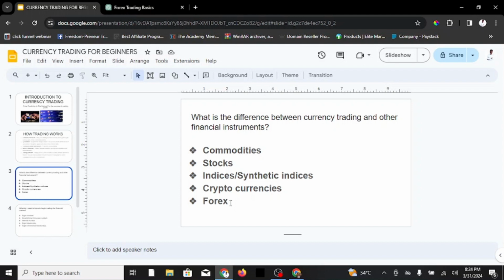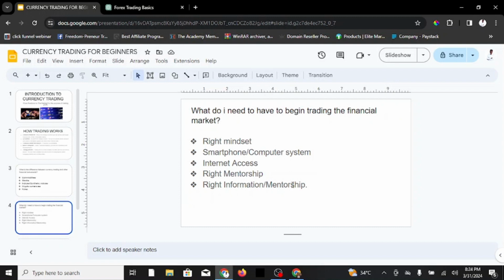You can speculate the price of Bitcoin against Solana and the rest of them like that. All right. So what do I need to have to begin trading the financial market? What are the tools you need to have for you to actually begin trading the financial market? The number one tool is your mindset.